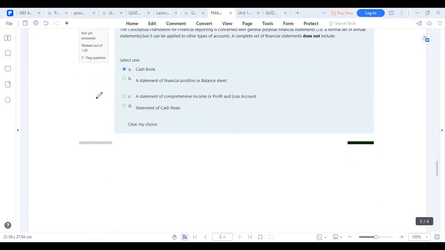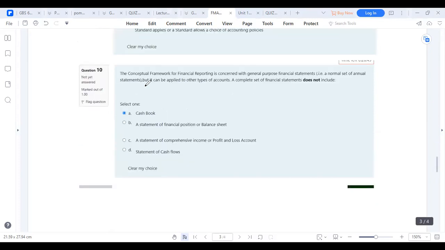Then we go to the conceptual framework for reporting, concerned with the general use of financial statements, i.e., a normal annual statement. It can be applied to other types of accounts. So a complete financial statement does not include: the statement of financial position, yes, it includes this. Comprehensive statement, yes, it includes this. It also includes the cash flow statement. So the only thing it doesn't include is what? The cash book. So this is where we end.